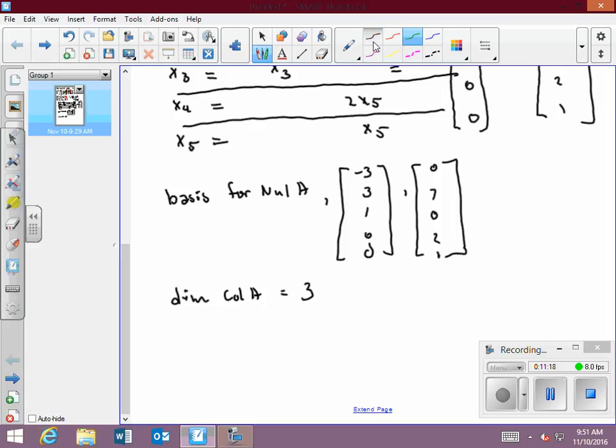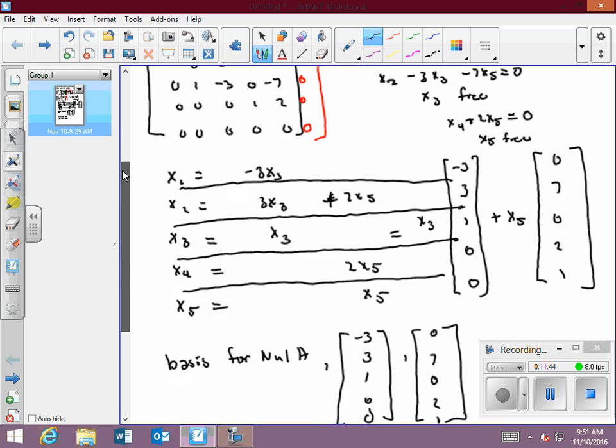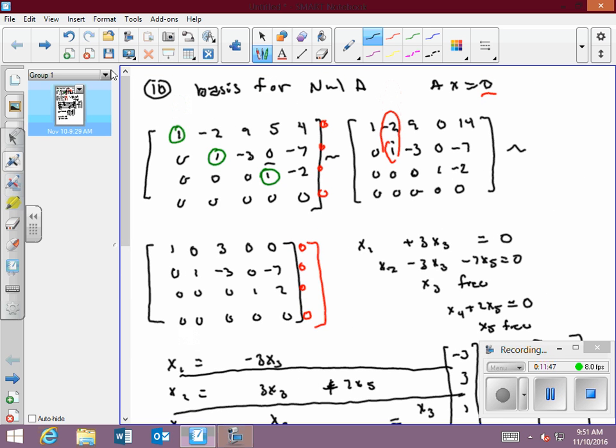And then the dimension for null A is 2. These 2 right here. And I did the basis for column A, and that was the vectors in the first column, second column, and the fourth column. Those are the basis for column A. And the dimension of it is 3.